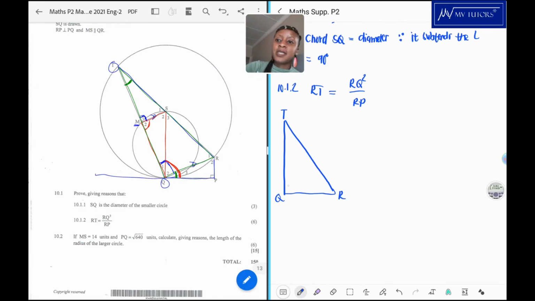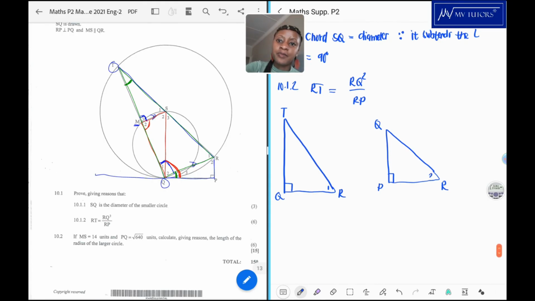So that is a good sign. Okay, we have that triangle. And then if I also orientate QPR, so QPR is like a smaller version of TQR. So Q is there, P, that's where the 90 degrees is, and then R. Okay. So yeah, in the bigger triangle, that is actually R1. In the smaller triangle, that is actually R2.